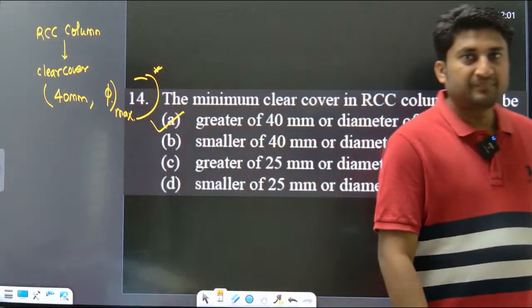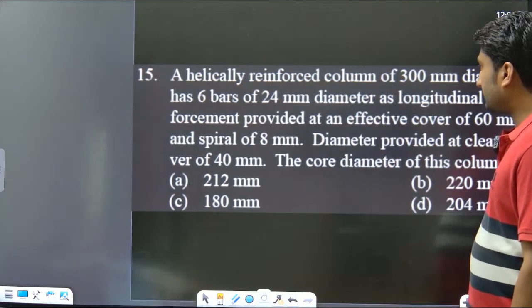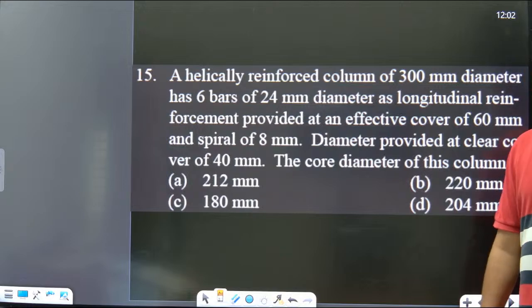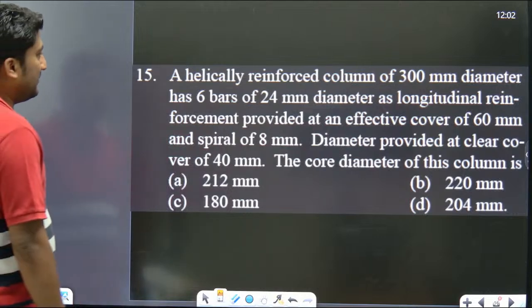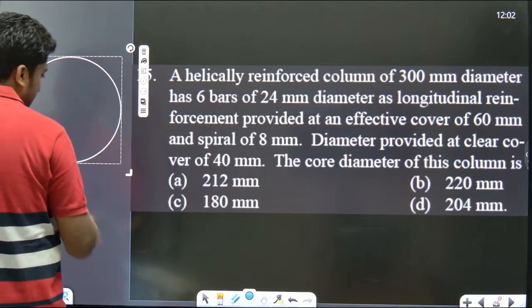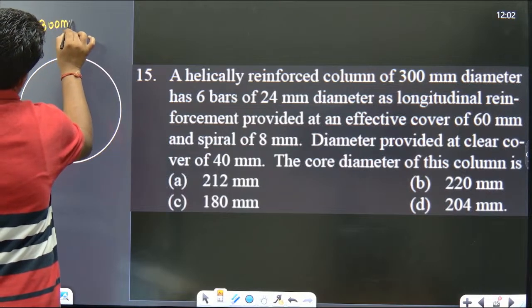Yes, very good. So the next question is this. A helically reinforced column of 300 mm diameter has 6 bars of 24 mm diameter as longitudinal reinforcement, provided an effective cover of 60 mm and spiral of 8 mm diameter provided at clear cover of 40 mm. The core diameter of this column is, very important question. You are asked about the core diameter. Now what is given in the question? A helically reinforced column of 300 mm diameter. So this diameter is 300 mm, given in the question.